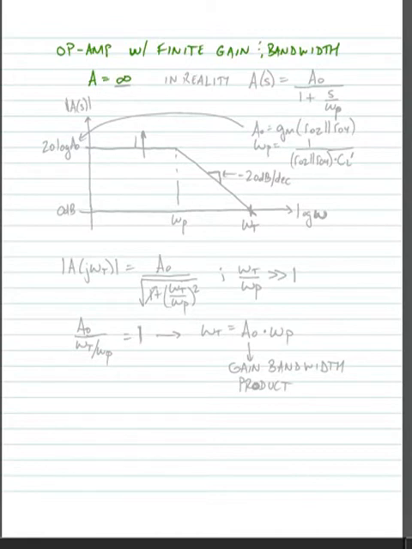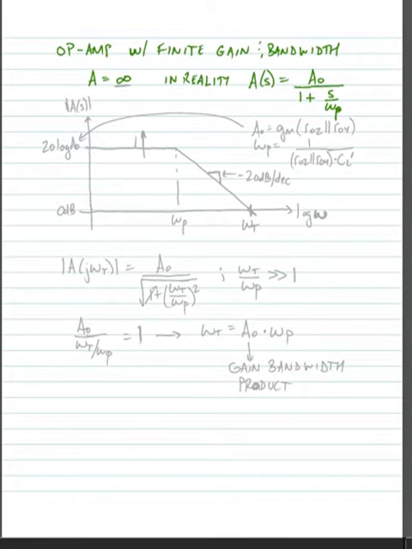But in reality, we know that the gain of our op-amp is going to have some frequency dependence and have some finite value. So we can say in reality our gain is going to be a function of frequency, where we have some DC gain, and we'll assume for the time being that we have a single pole at high frequency.